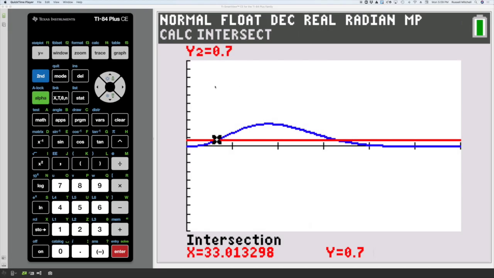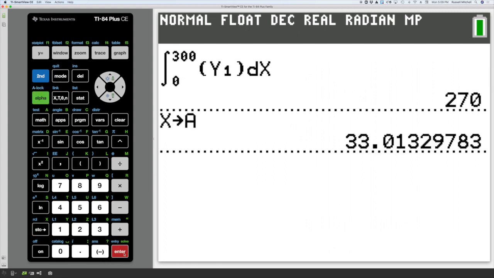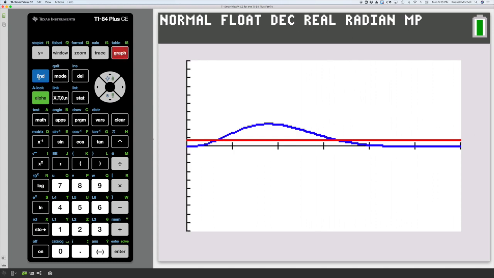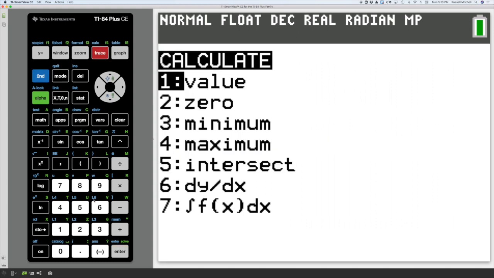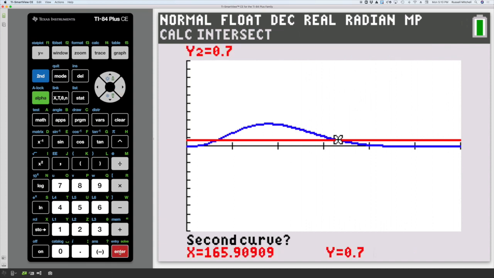From the graph screen, what I'm going to do is go to the home screen. So second quit, and we're going to take that x value and we want to store it as alpha A because we want to put the whole thing in. Okay, and there we have the whole decimal. Now I'm going to go back to graph, press second, calc, and 5 again for intersect, and I'm going to come over here and pick up this critical value right here. Enter, enter, enter. Okay, and then I'm going to store that one as B.